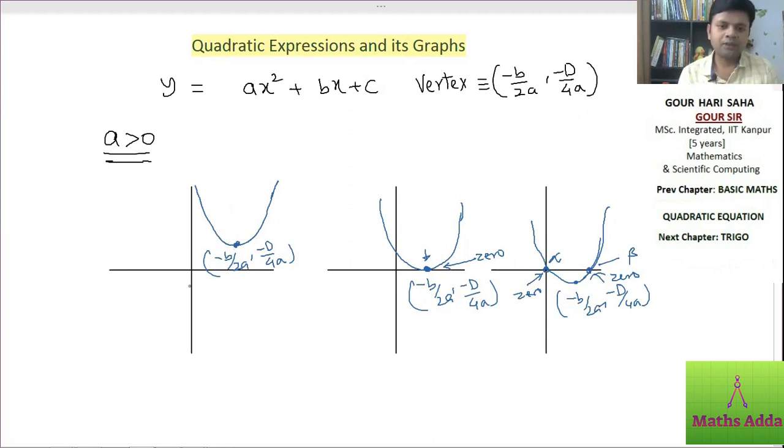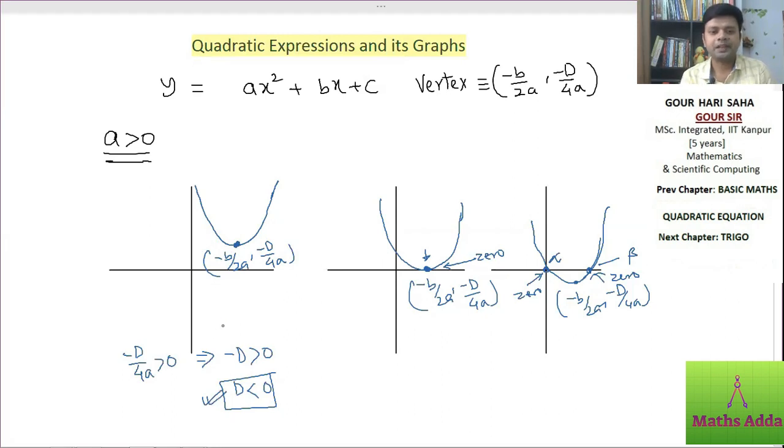So from the graph we can also decide the condition on this. So here when it is open upward and does not touch the x-axis, it is always above x, means what? Minus D by 4a should be positive, and we know a is positive, which implies minus D is positive, implies D is less than 0. This is the condition for what? This is the condition for no roots. See, it does not intersect the axis at any point, so no roots. So graphically we have also found if D is less than 0, there will be no root, right?